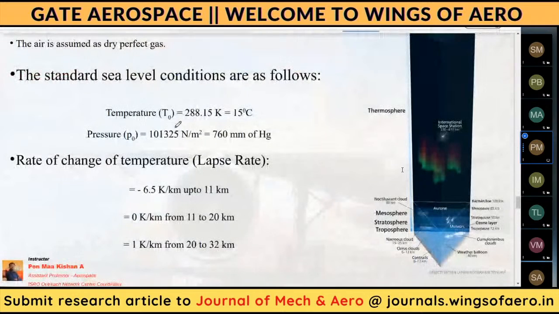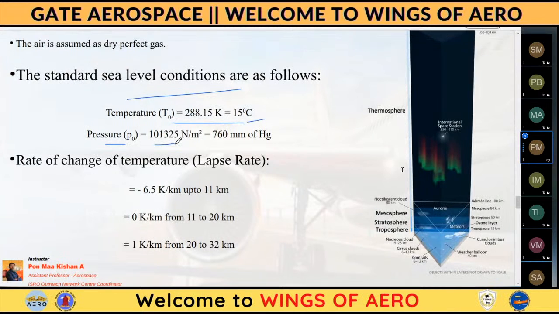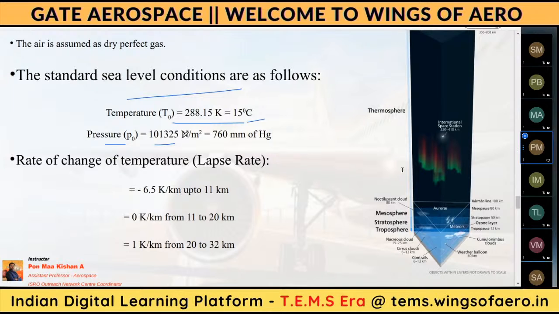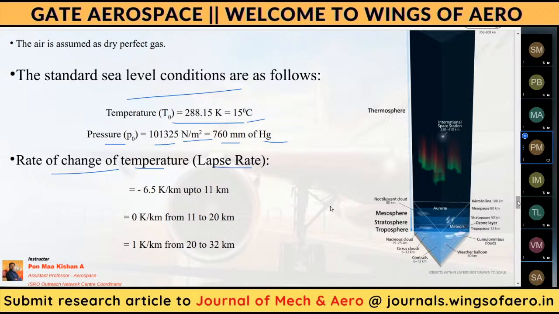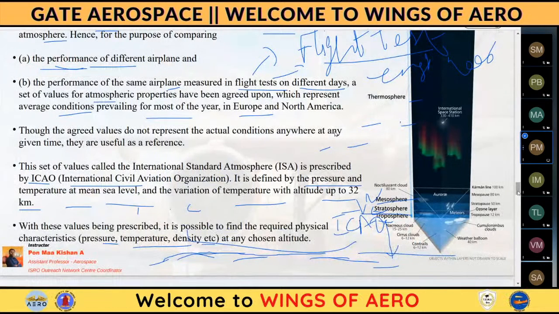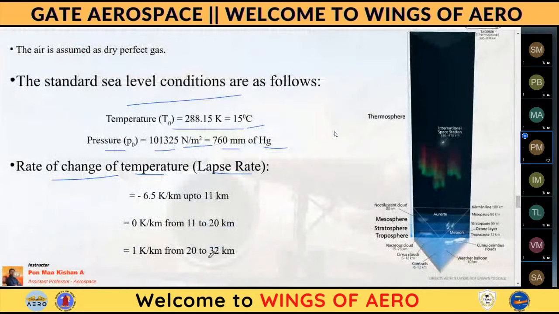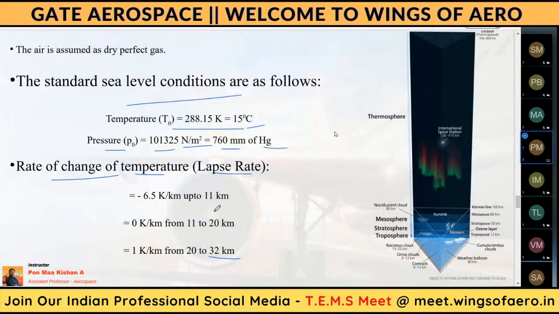So these things we very well know: temperature is 288.15 Kelvin, 15 degrees Celsius. Pressure is given as 1.01325 × 10^5 Newton per meter square, and it is given the same in mercury, 760 mm of mercury. The rate of change of temperature is the lapse rate: at what altitude, how the temperature is varying, either in the troposphere or in the stratosphere. For our flight mechanics and GATE syllabus, we are only going to cover up to 32 kilometers. We are not going to cover beyond that.